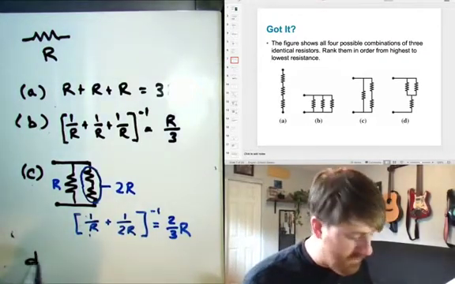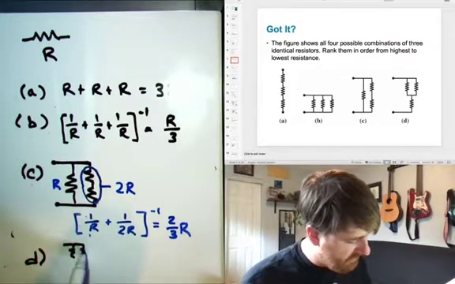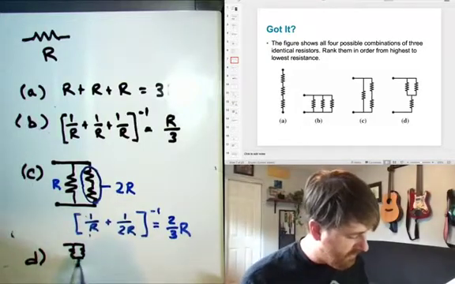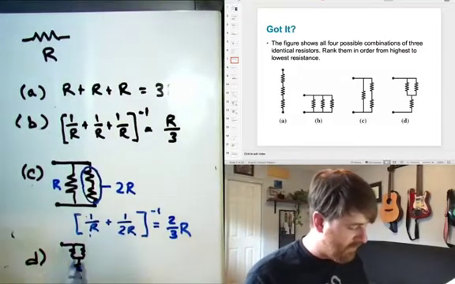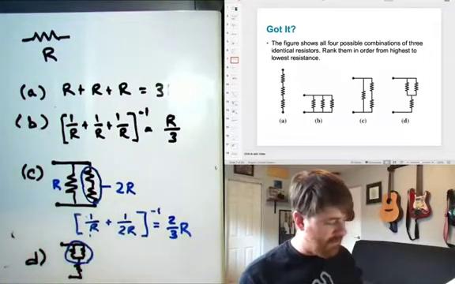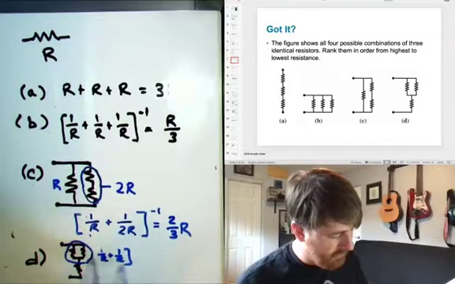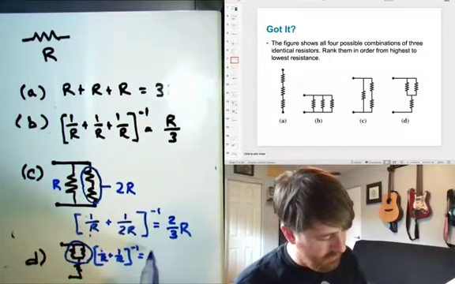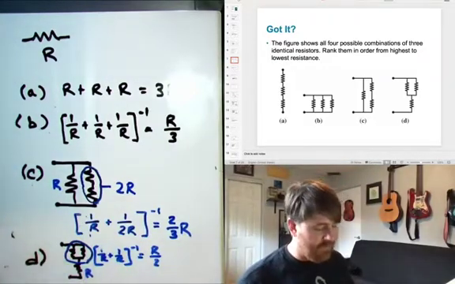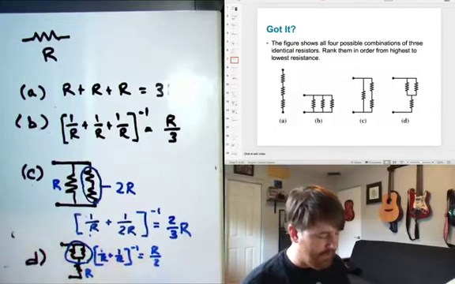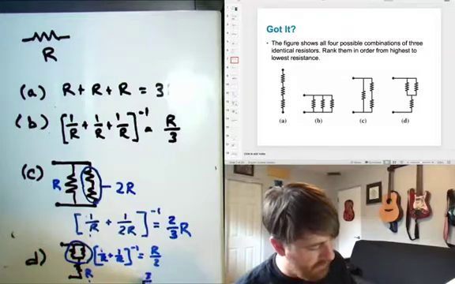Finally, part D, we have a parallel set of resistors, and then those are in series with a single resistor. So I'm going to start with the small subunit, that's this one, and I know that that's going to be 1 over R plus 1 over R to the minus 1, which is R divided by 2, and then that's in series with this resistor R, so I just merely add them. So this is 1R plus a half R, that is 3/2 R.